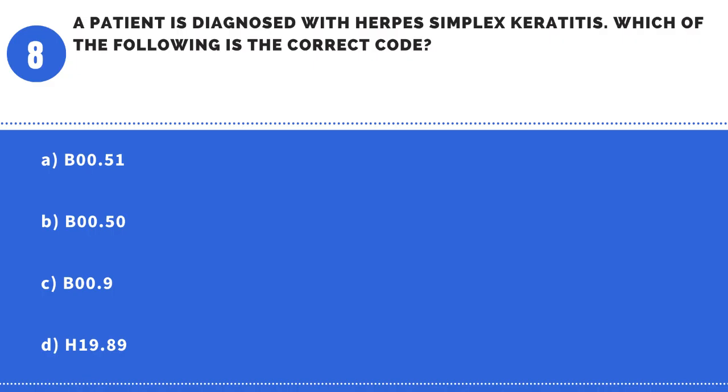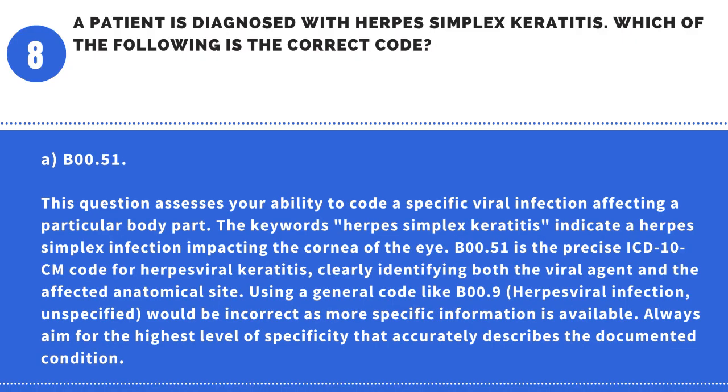Question 8. A patient is diagnosed with herpes simplex keratitis. Which of the following is the correct code? A. B00.51. B. B00.50. C. B00.9. D. H19.89. Answer A.